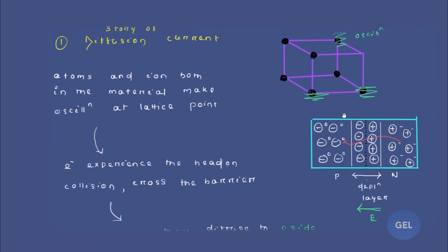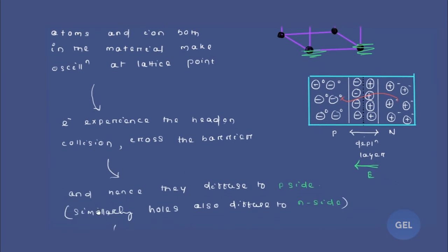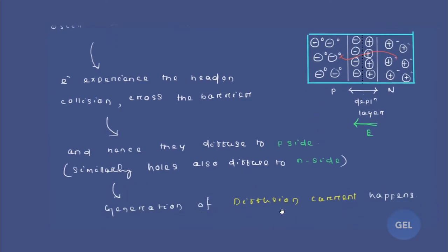due to the head-on collision, and this head-on collision is generated due to the oscillation at lattice points, and hence they diffuse to the P side. Similarly, holes also diffuse inside. The same case happens with the holes also. They can also be diffused inside. So, ये बहुत ही कम मात्रा में होता है, लेकिन होता है. So, this is responsible for the diffusion current. We know current is generated due to the movement of carriers. And due to this kind of movement, we got a diffusion current.